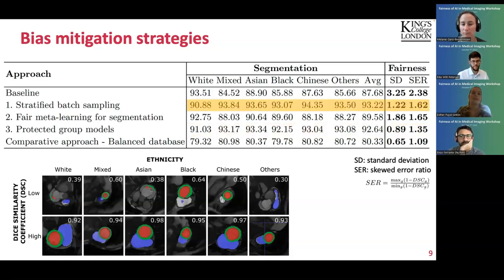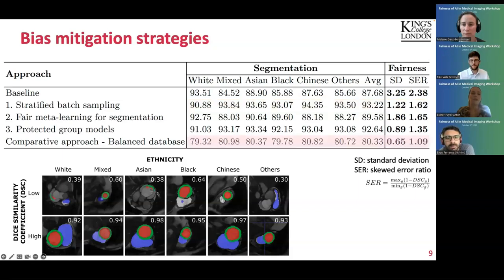So then a second approach is what we call the stratified batch sampling. So the one where we are just sampling the data in a more clever way. And you can see here that, again, it's also reducing bias significantly, but also the average dice coefficient is higher compared to the baseline. Also, I want to highlight something. If you look at the baseline at the white group, this is the one achieving the highest number, around 93%. And you can see that somehow by having information from the other groups, it's also helping the white group, because in the other approaches, this white dice is decreasing.